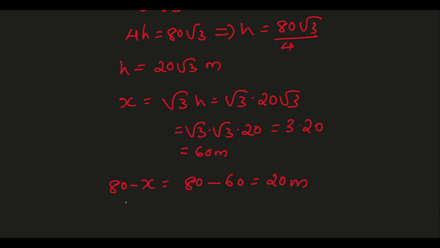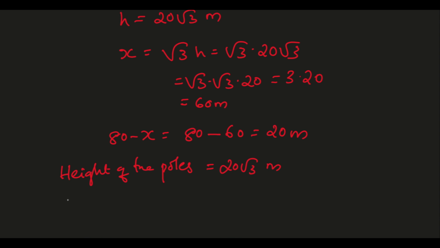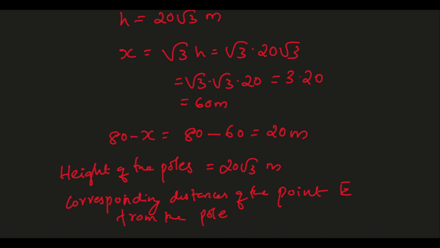So we get the height of the poles is equal to 20 root 3 meter, and the corresponding distances of the point E from the poles are 60 meter and 20 meter.